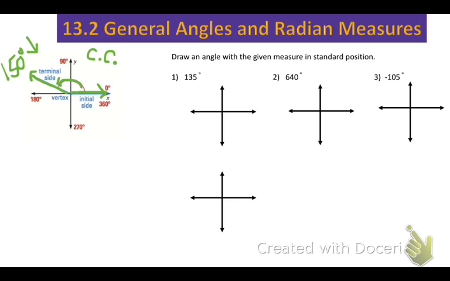We could have rotated clockwise, and if we would have stopped here, then that would have been a negative 90 degrees rotation. So the first example asks us to rotate 135 degrees. It's positive, so we're going to go counterclockwise. And maybe 135 degrees might end right about there.